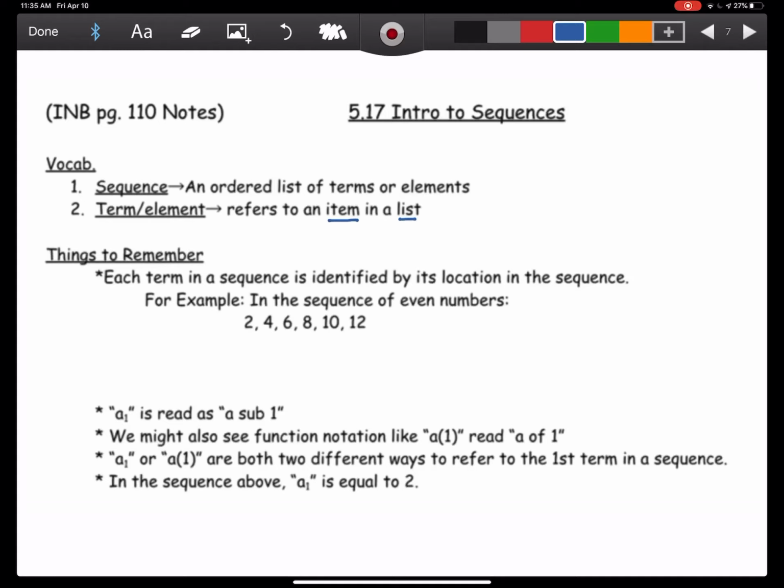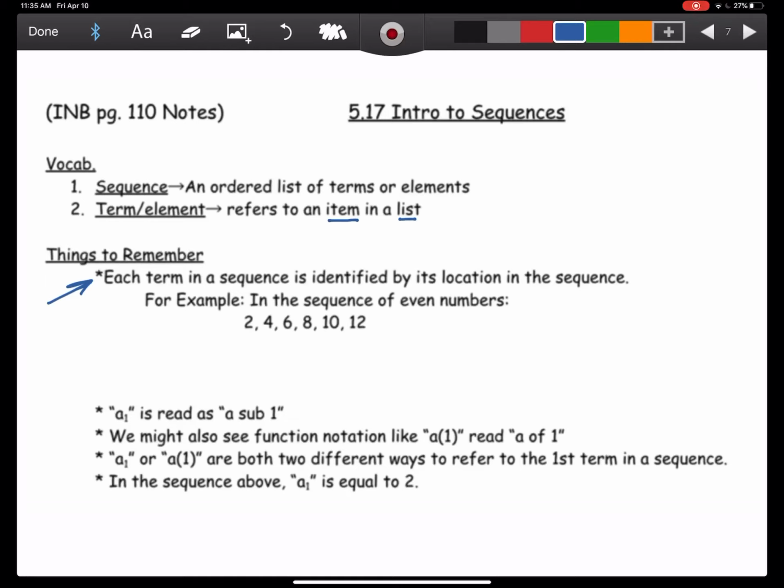Things to remember, and there's 5 stars here, and we should be writing all of this down so you can pause the video whenever you need to. The first star is each term in a sequence is identified by its location in the sequence.